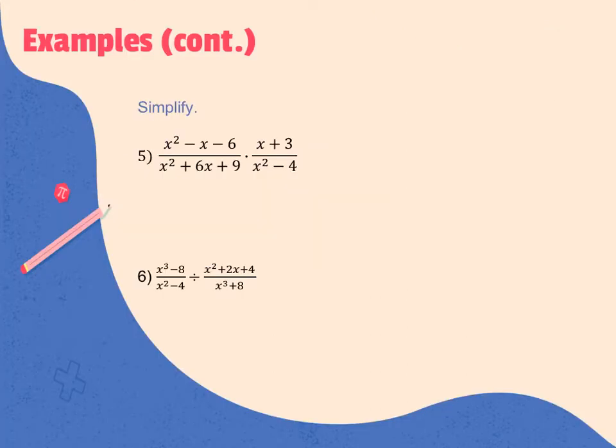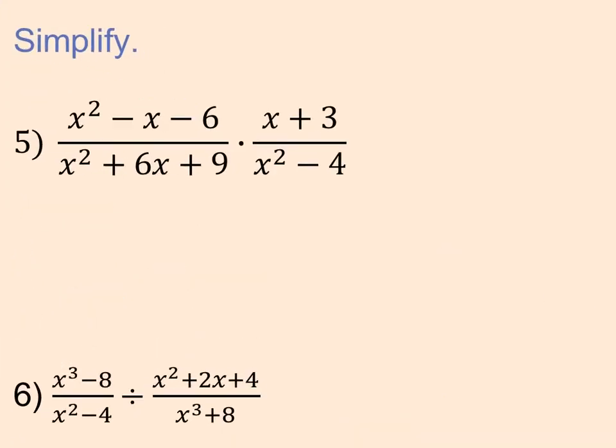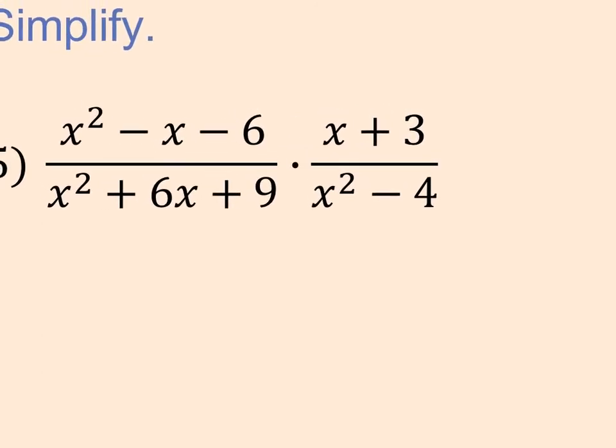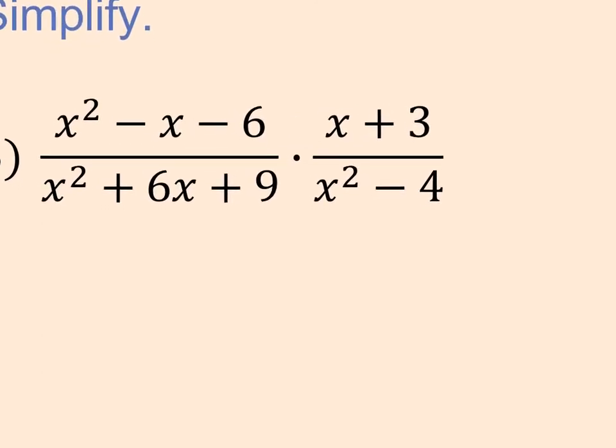All right, you try 5, and then we'll start with the division. So go ahead and try 5, see how far you can get on your own. I have faith in you. All right, so how do we factor the top left?